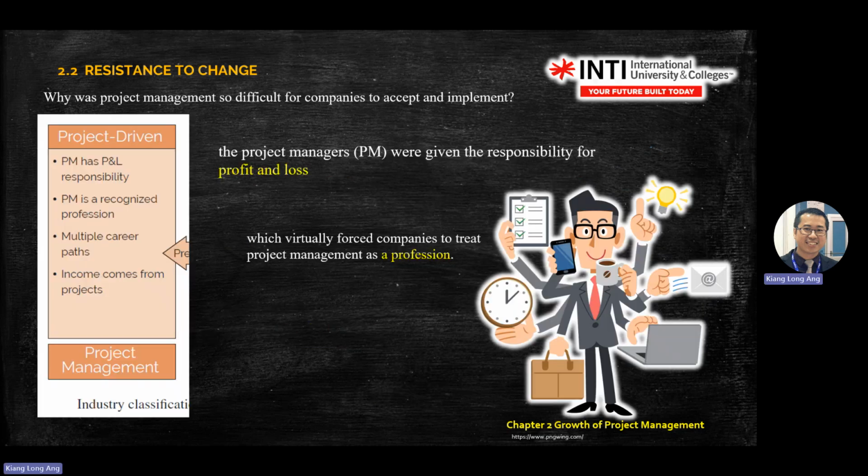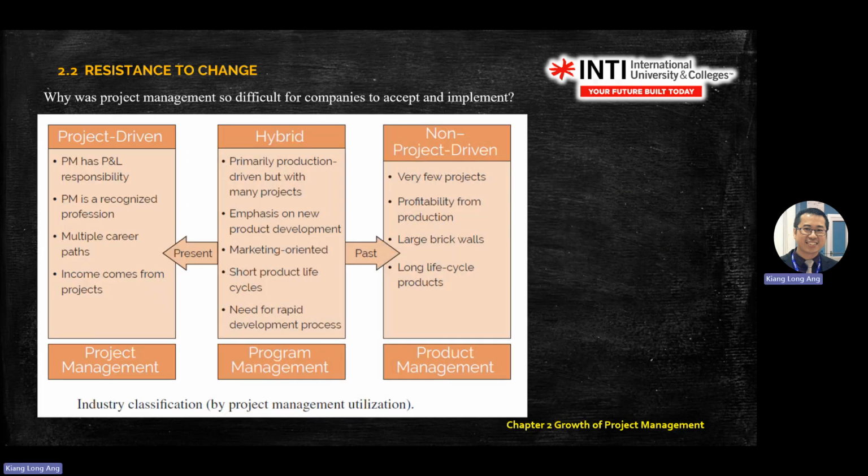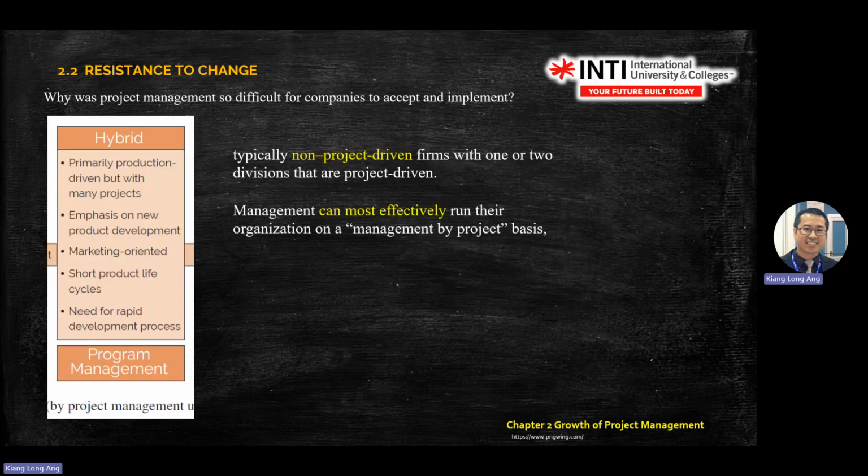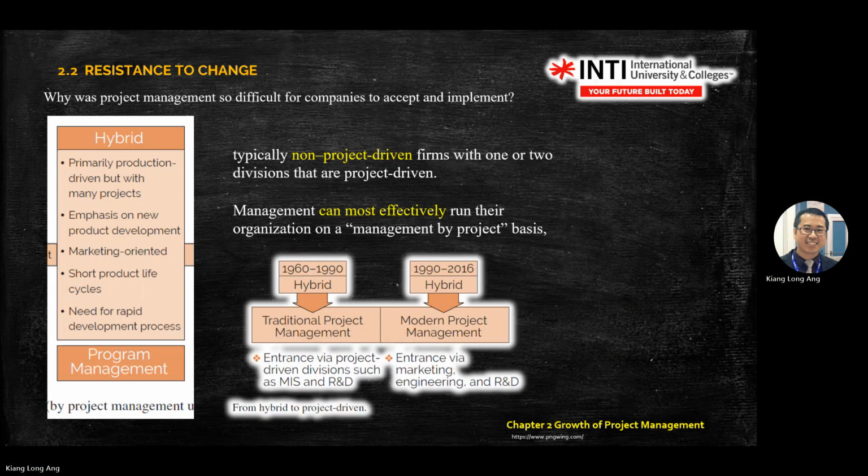So again, to review, you have three: one is project management, one is program management, one is product development. Project on the left, product on the right, and hybrid is the program management. So equivalent: if it's project driven, it's project management. Hybrid is program management. Non-project driven is product management. Okay, the rest you read. Hybrid, all this you read.